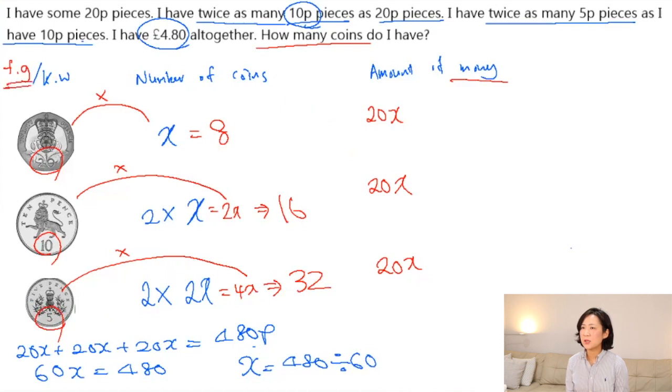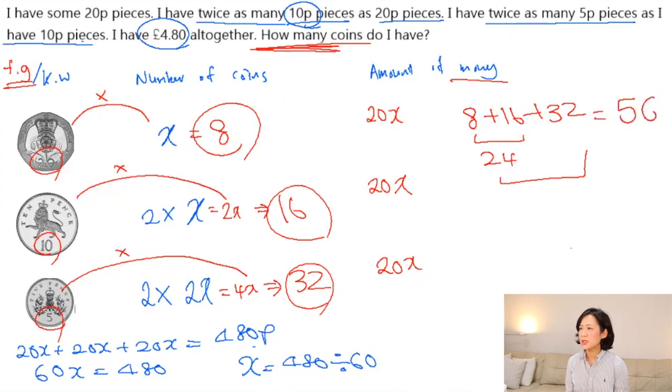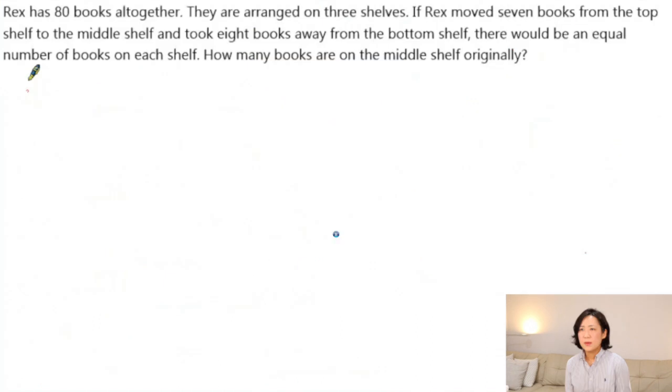Then our final goal is you need to count how many coins there are all together. So the number of coins we have is 8 20p coins, plus 16 10p coins and 32 5p coins. 8 plus 16 gives you 24. Add 32, and we've got 56 coins all together.